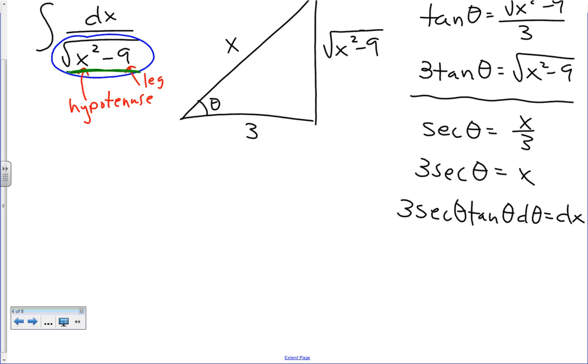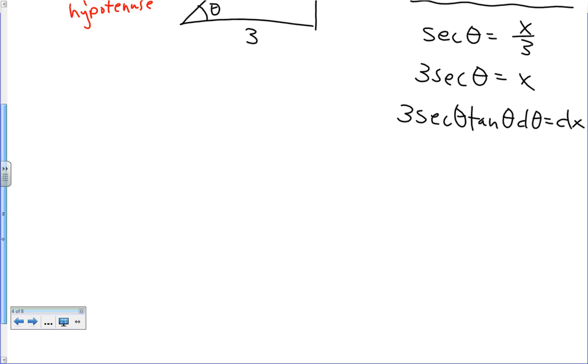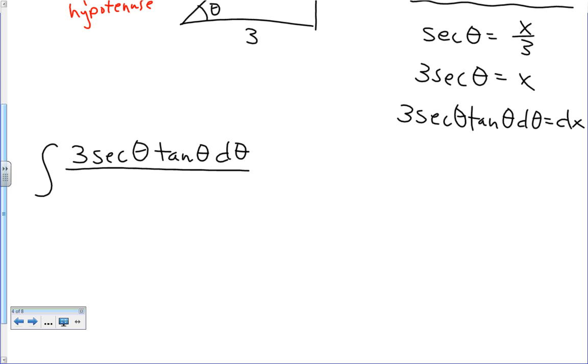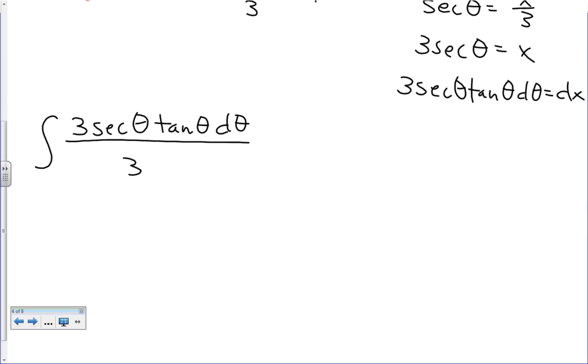And now I have a substitution over here for the dx that's in the numerator. So now we are all set to do our substitution. So instead of the integral of dx in the numerator, let me just rewrite this. Dx gets replaced with 3 secant of theta, tangent of theta times d theta. And that's all divided by that square root of x squared minus 9. And that we said over there was equal to 3 tangent of theta. Divided by 3 tangent of theta.